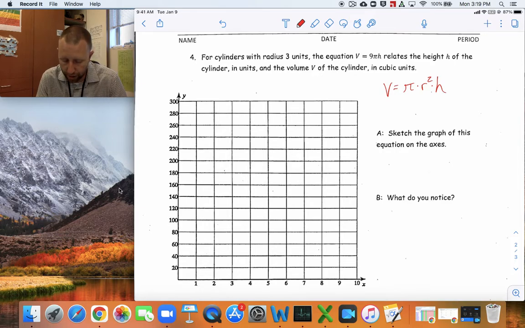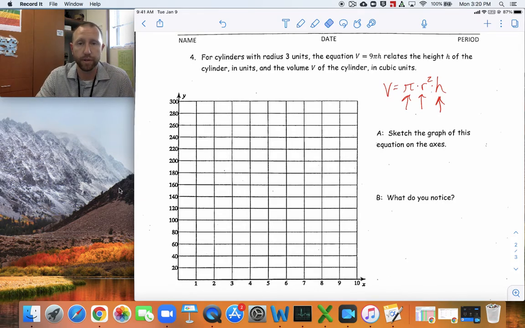When they said that the radius was 3, all they did was put in 3 for the radius. And 3 squared, 3 times 3, is 9. And then they just moved it to the front. They still have this pi symbol in the equation. It's right there. They still have the height, the h, in their equation. It's right there at the end. So all they did was put in the value of r that we have. They said for cylinders with radius 3 units, so that means every cylinder for this problem has a radius of 3 units. We have the equation v equals 9 times pi times height. That makes sense. They use the formula, and that relates the height of the cylinder to its volume.